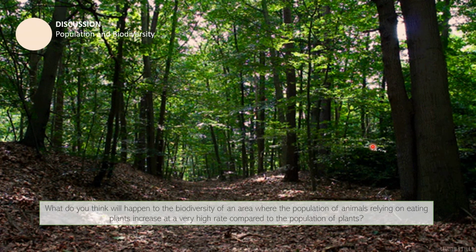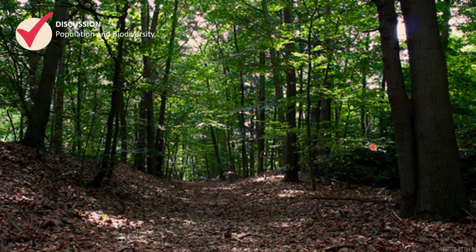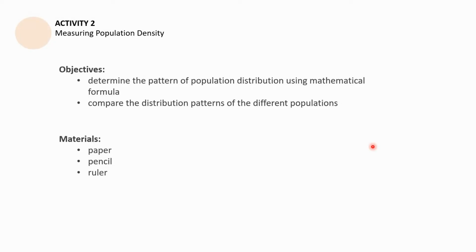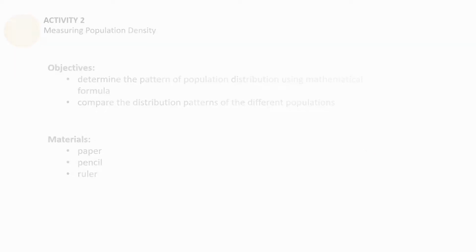If you have decided to continue, I hope that you keep your answer with you, that you remember it. Okay. The last part of this session is going to be activity number 2, measuring population density. Our objectives are to determine the pattern of population distribution using mathematical formulae, and then to compare the distribution patterns of different populations. You may get an extra sheet of clean paper or your notebook for this activity. You may pause this video to get those materials. If you have decided to continue, let's start.